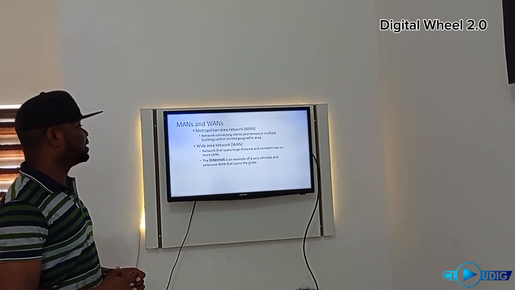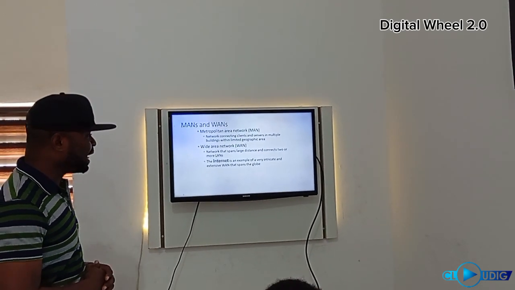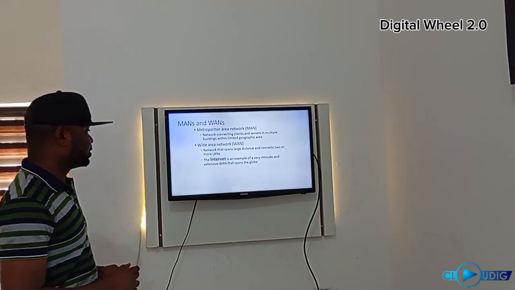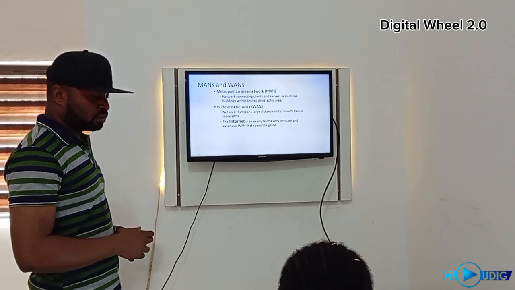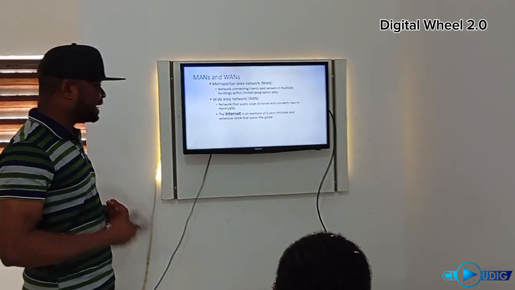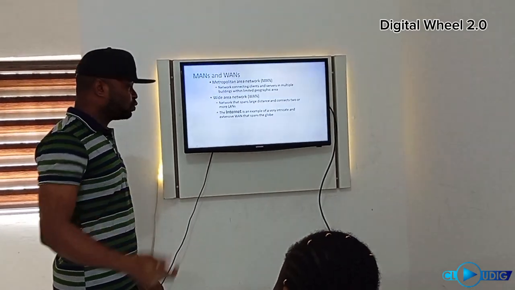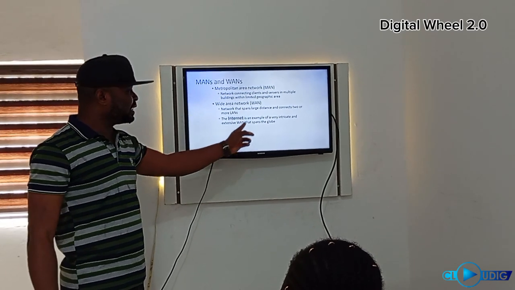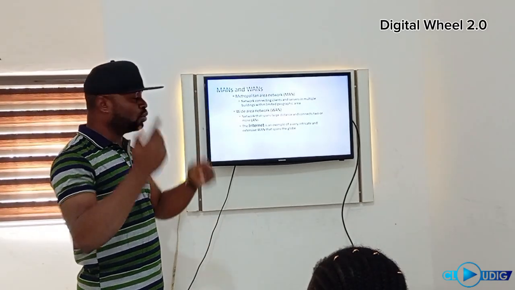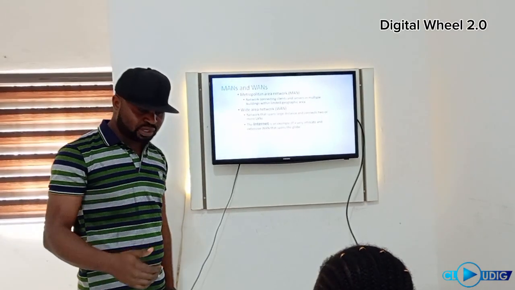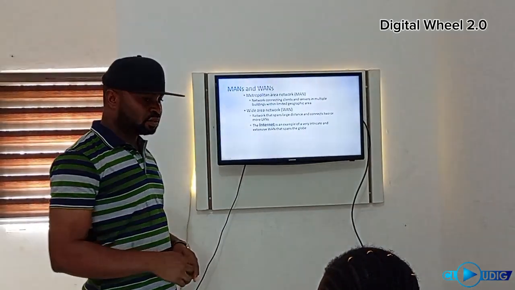Now the internet is an example of a very intricate and extensive one that spans the globe. The internet is the interconnection of computers over a network to share resources. So if you want to give a very good explicit example of a wide area network, you can say the internet. Alright? You can say the internet.